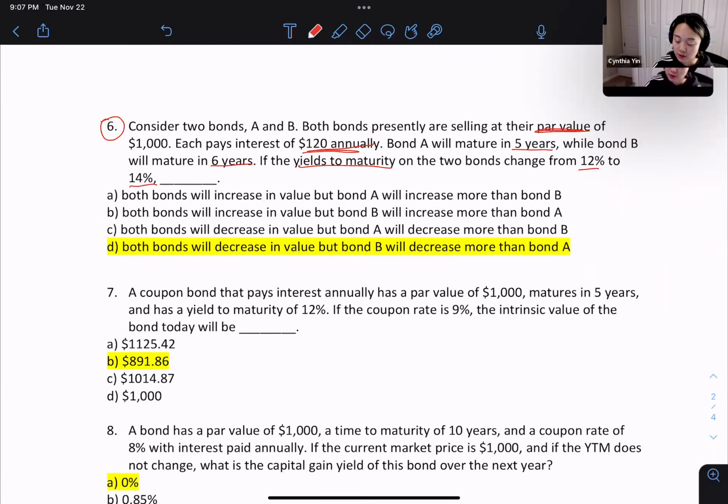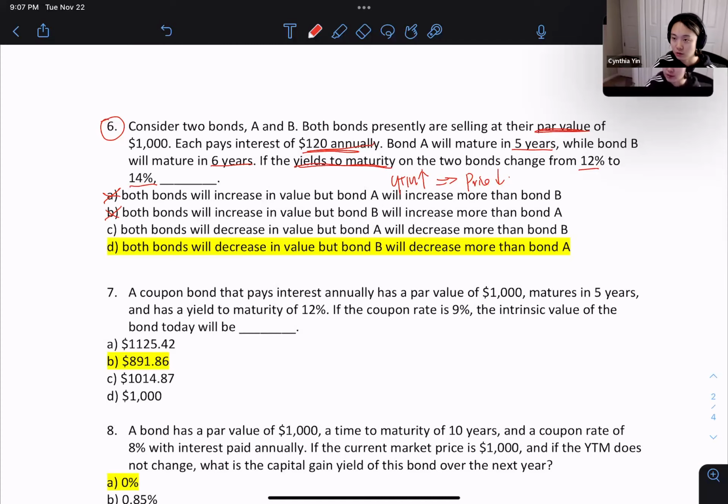If you look at ABCD, it's asking you 2 things. How will the price change? And which one will be affected more? So yield to maturity increases because it changed from 12% to 14%. YTM increase means that price decreases. It holds for all bonds, both bond A and bond B. So both bonds will decrease in value. That's why A and B are wrong. The first part is testing you on the relationship between yield to maturity and price. The second one is asking which one will decrease more, bond A or bond B.